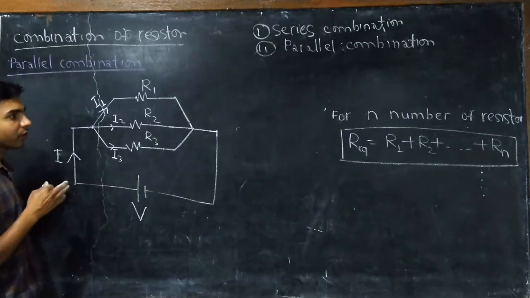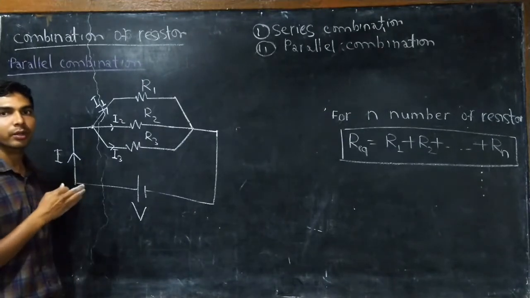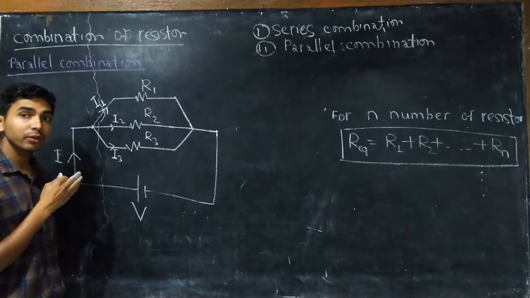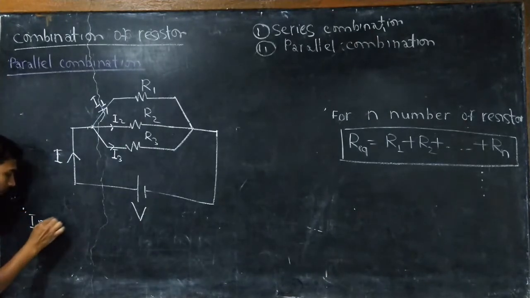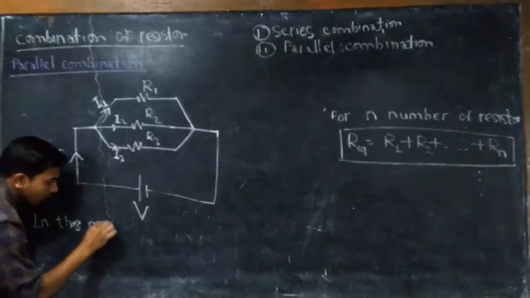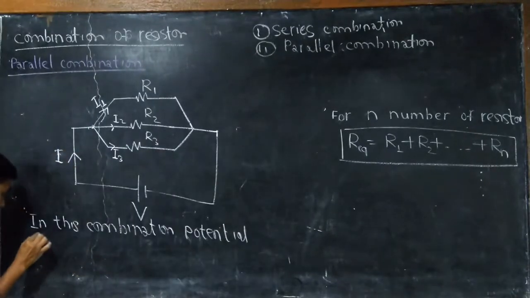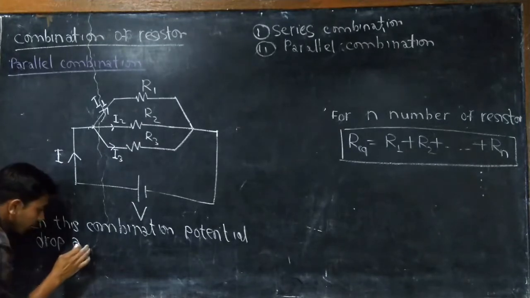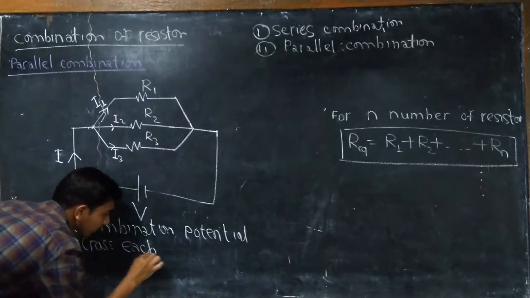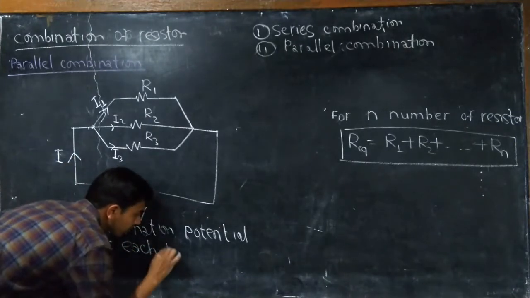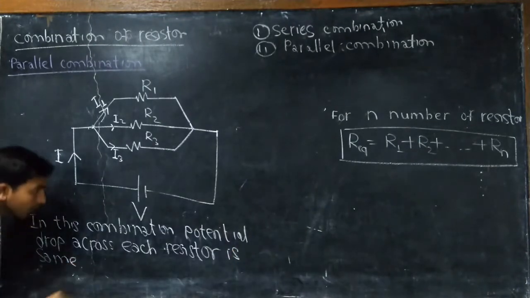So if the potential drop across each resistance is the same, then that combination of resistors is known as parallel combination, right? So we can write, in this combination, the potential drop across each resistor is the same, right?